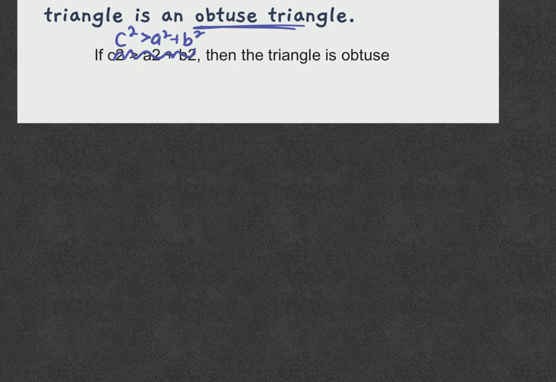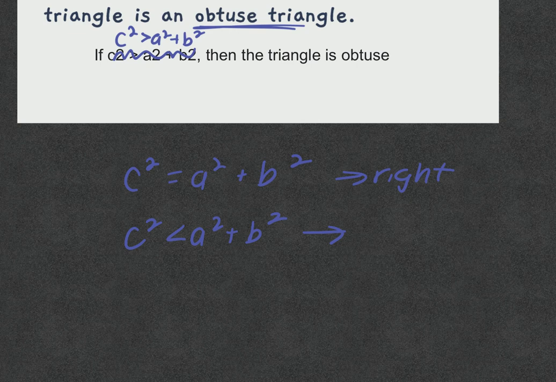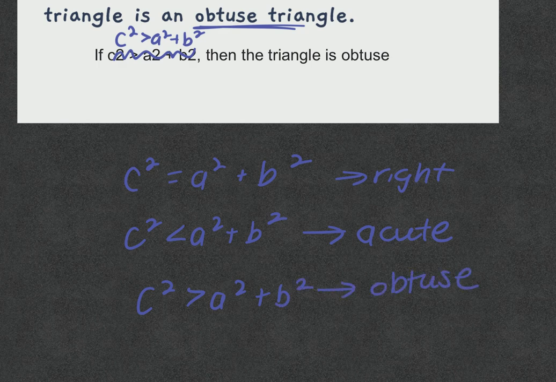So like if I said c squared equals a squared plus b squared, it's a what? Right triangle. It's right. If c squared is less than a squared plus b squared, we think less than, so we think smaller, and smaller would be acute. And then if it's greater than, which is the next slide, it's obtuse. So if you can just remember and you put the c first, then it makes the most sense. When you start to switch it, that's when it gets confusing.